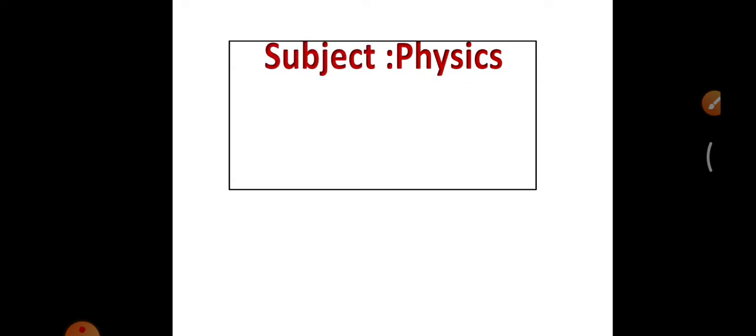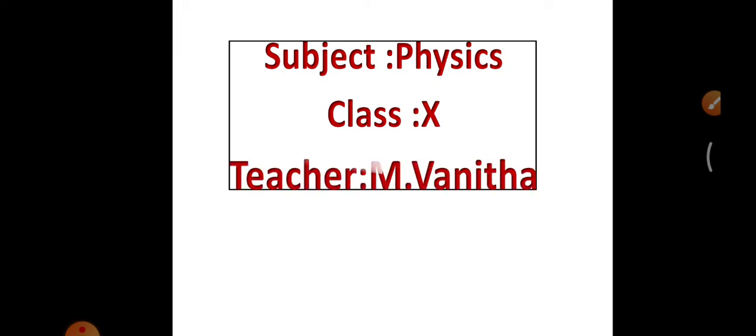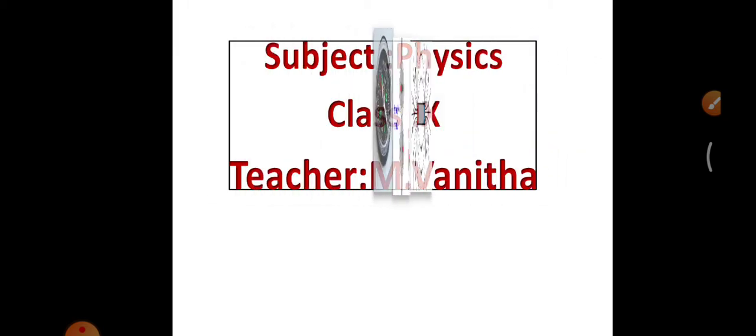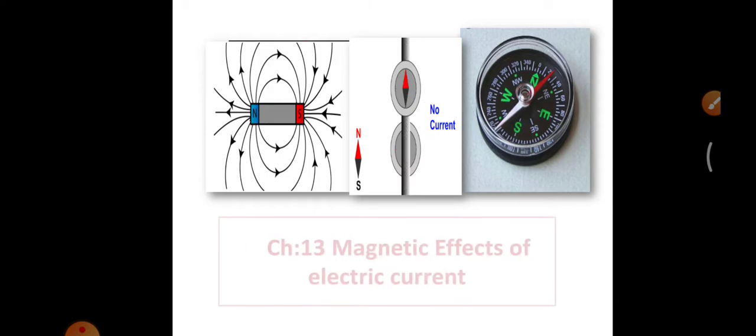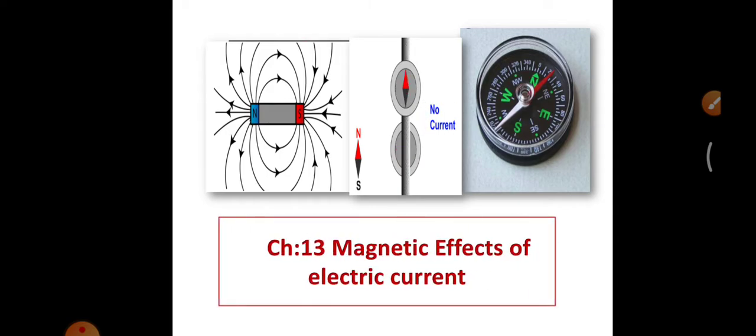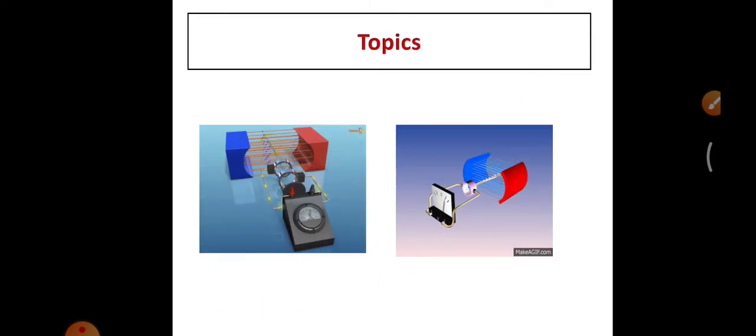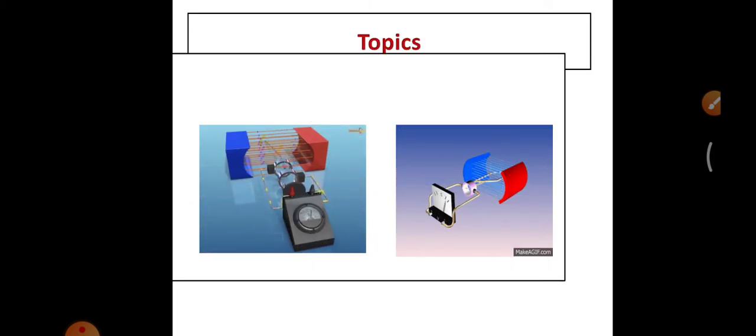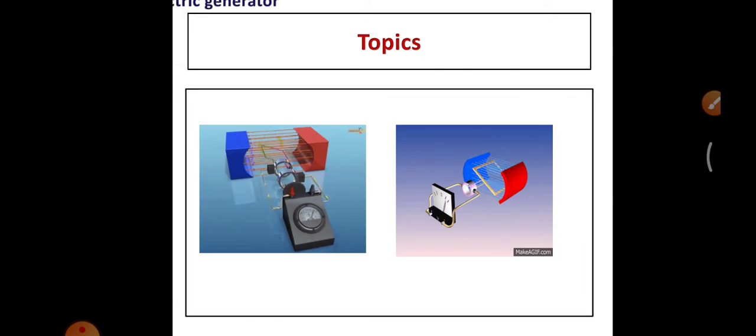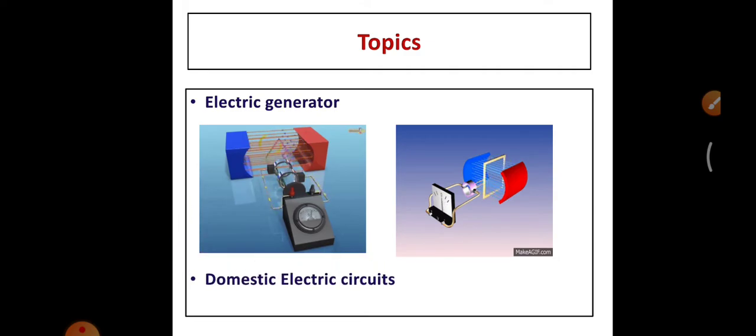Today we are going to see the subject physics, class 10, chapter number 13, magnetic effects of electric current. Topics: electric generators, domestic electric circuits.